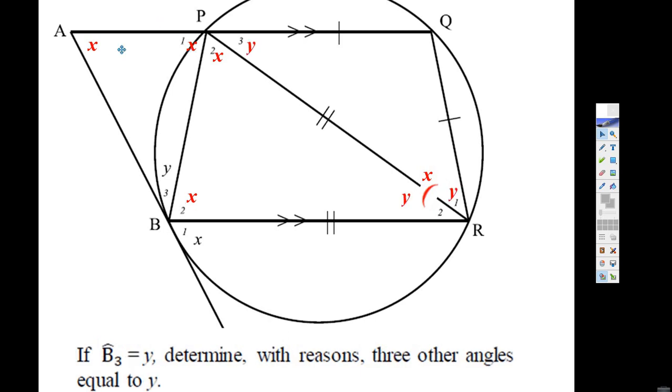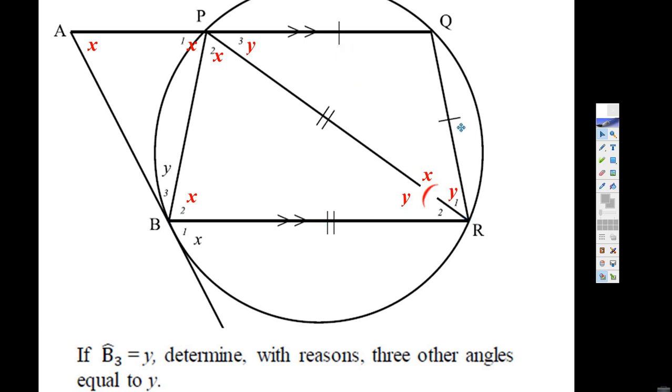Okay, let's look at the next question. If B3 is equal to y, determine with reasons 3 other angles. Well, that's the angle between a tangent and a chord. So this angle here, R2, must be y because of the tan chord theorem. This angle P3 up here, well, there we've got a Z. It's an easier to see kind of Z. Those are called alternate angles, and they're equal because PQ is parallel to BR.